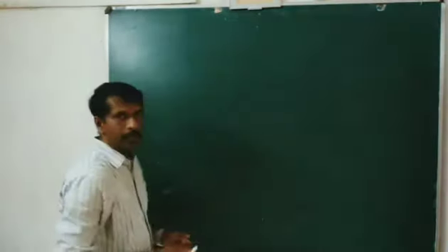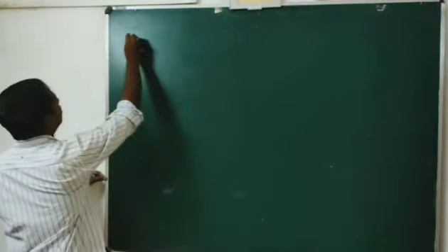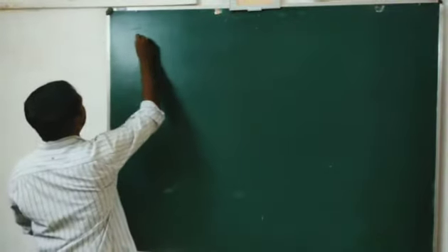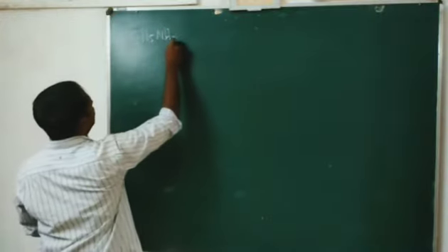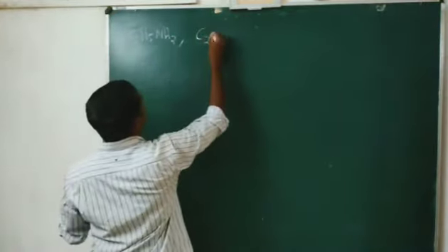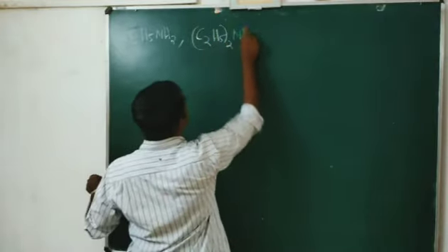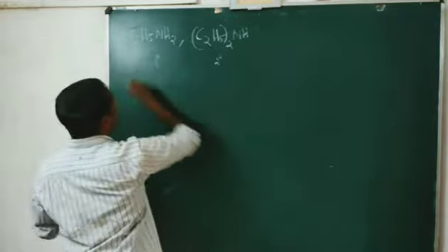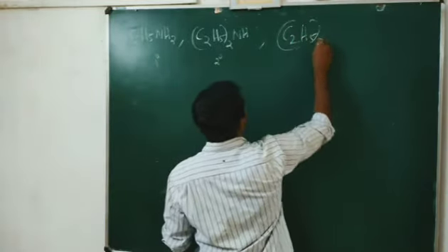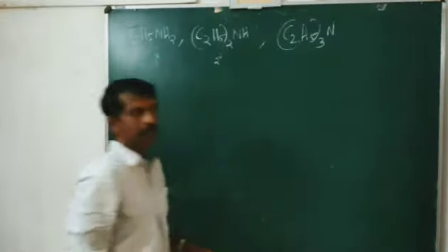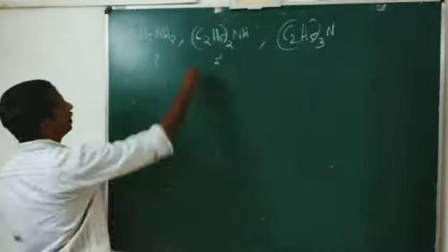Okay, let us discuss one more example. We compare the basicity of ethylamine, C2H5NH2, then diethylamine, (C2H5)2NH. This is secondary, this is primary amine, and you compare triethylamine, (C2H5)3N.